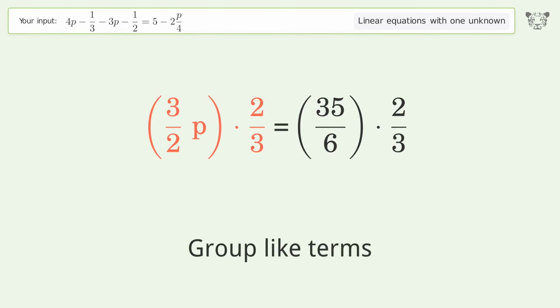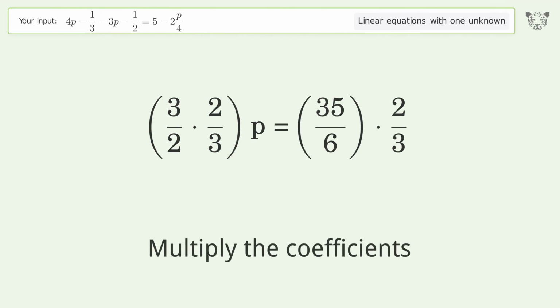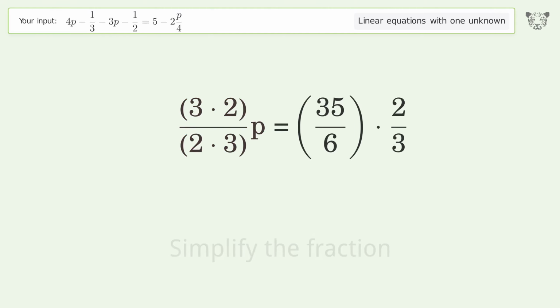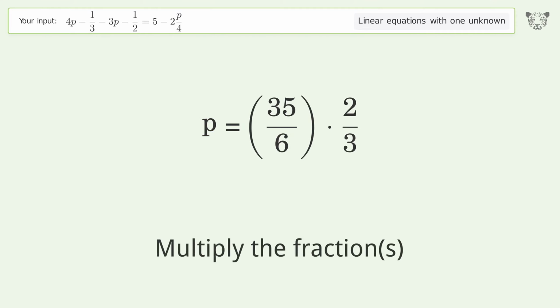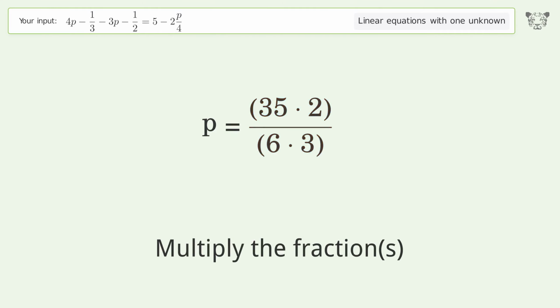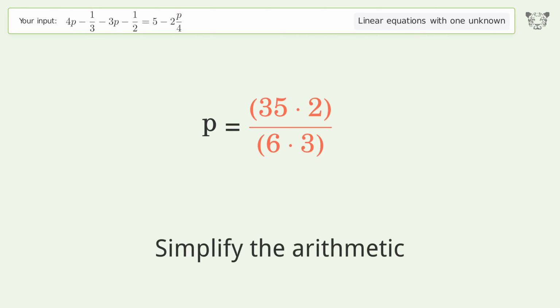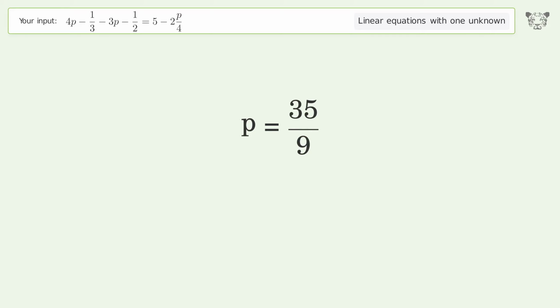Group like terms. Multiply the coefficients. Simplify the fraction. Multiply the fractions. Simplify the arithmetic. And so the final result is p equals 35/9.